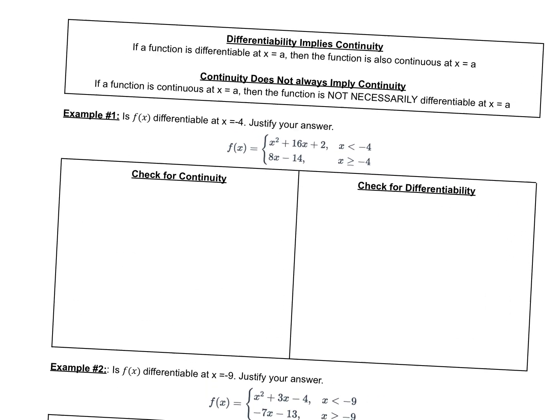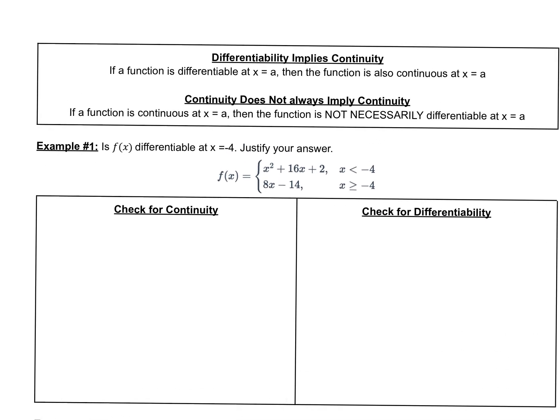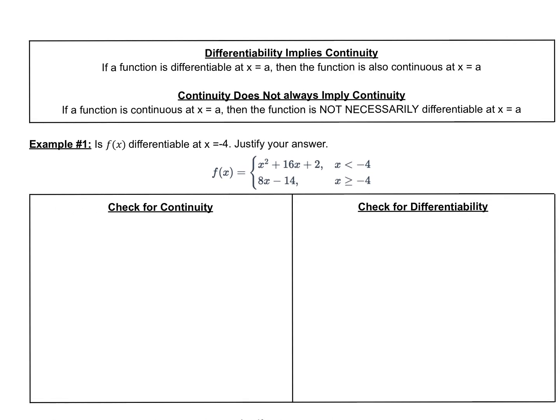So just to recap what we spoke about, differentiability must imply continuity, right? We just said if a function is differentiable, it has to be continuous first. But continuity doesn't always imply differentiability. So if a function is continuous at x equals a, the function is not necessarily differentiable at x equals a. And the best type of examples to use are piecewise functions.